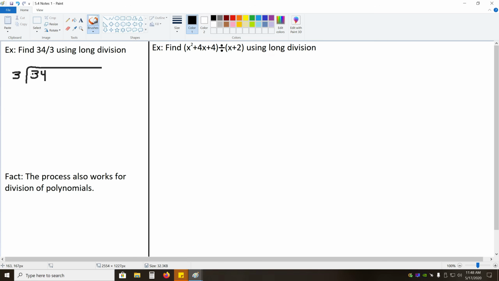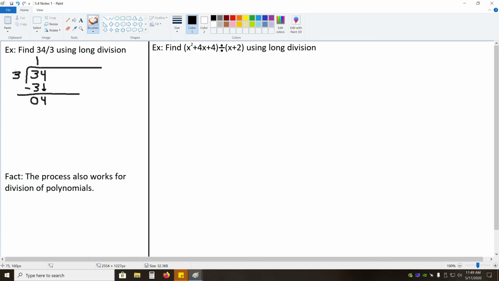So we have 3 goes into 3 one time. And then from there, 1 times 3 is 3. So we multiply the number on top by the number on the outside, and then we subtract that result from the number on the inside. So we want to subtract 3 from 3, which leaves us with 0. And now we carry down the 4 and repeat this entire process.